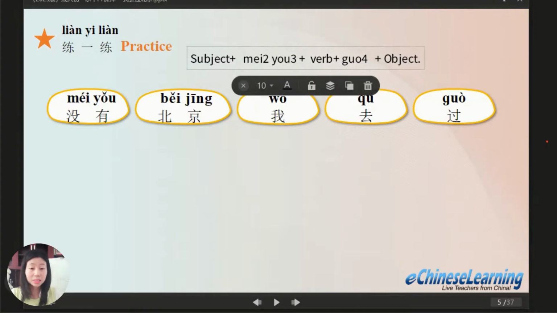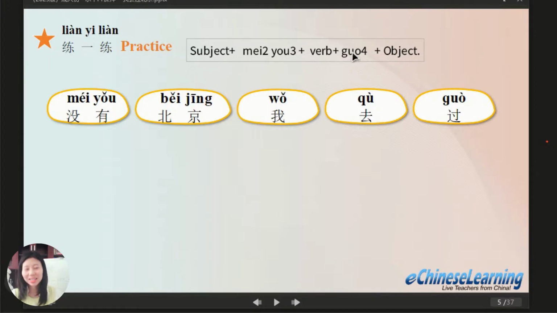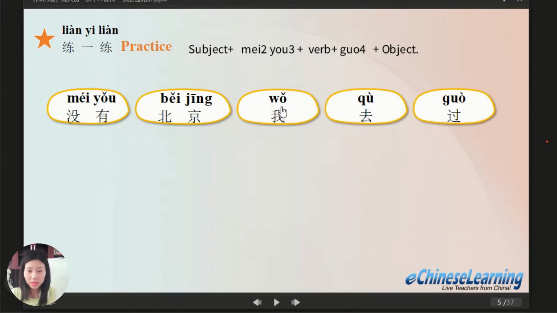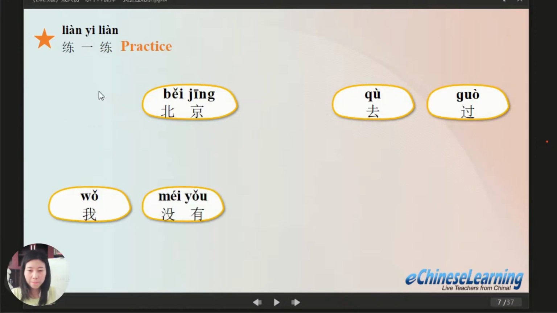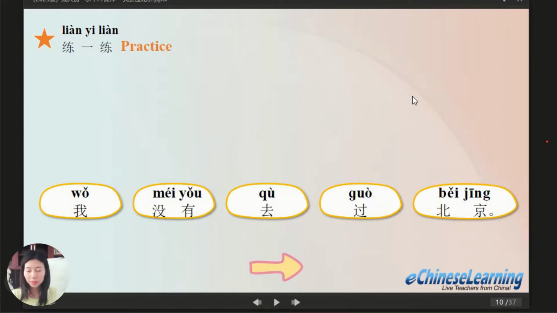Okay, so which word is the subject? In these given words, let's check. So we got 没有, we got 北京, 我去 and 过. Okay, easy, right? Because I already taught the structure for you guys. Just choose the correct word. So the subject here would be 我. The next one would be 没有. The verb would be 去 plus 过, right? 过 always goes after the verb. 去过. So the last one, the object, is 北京. So that would be 我没有去过北京. I haven't been to Beijing.